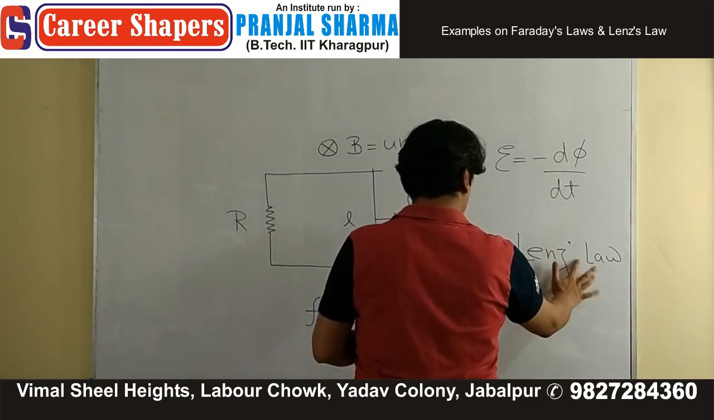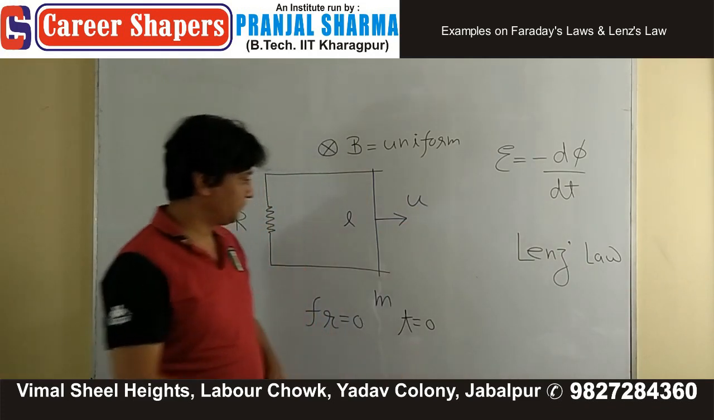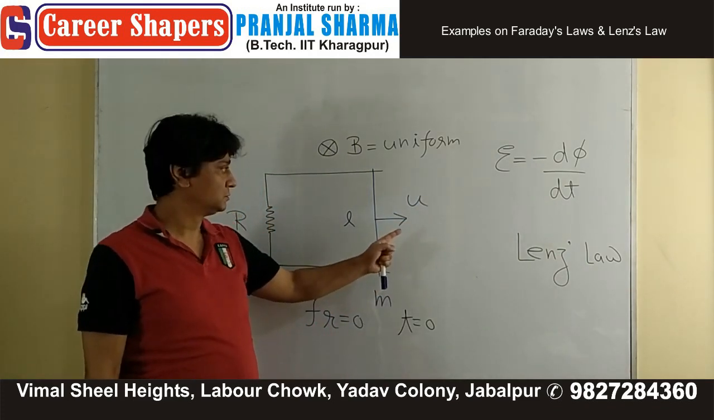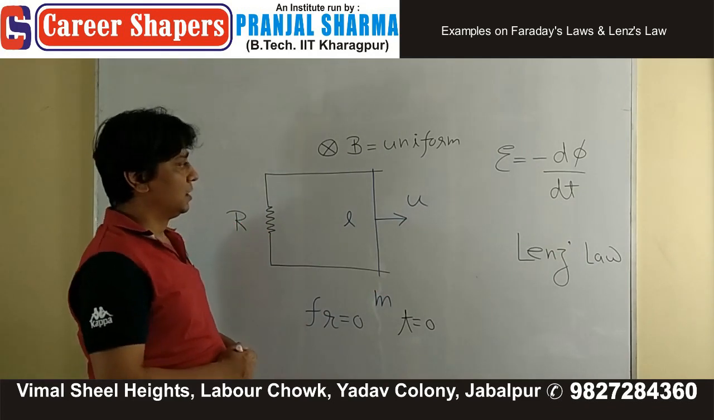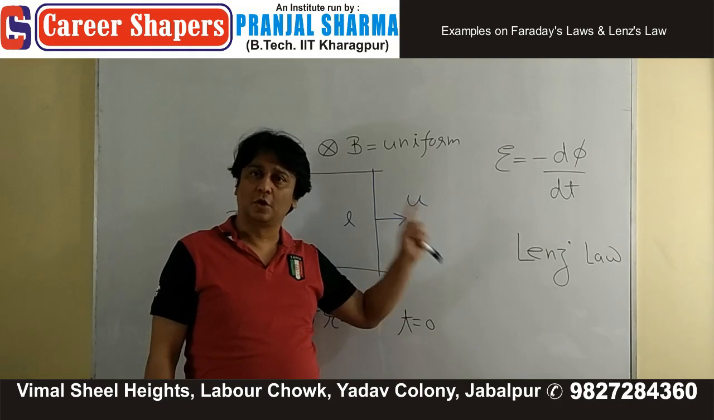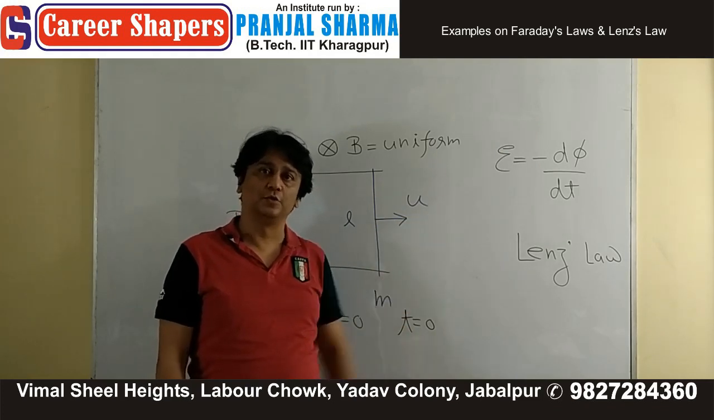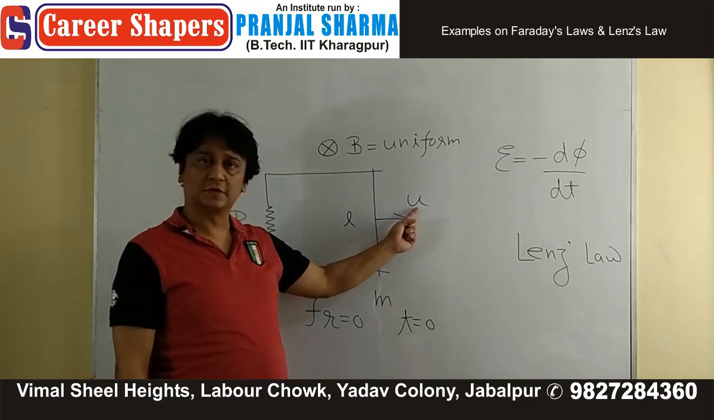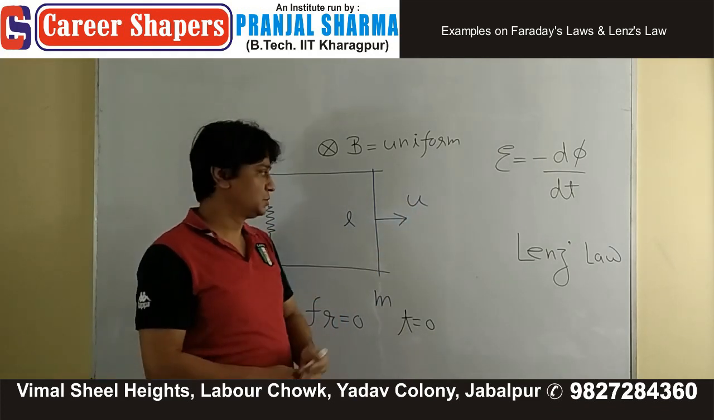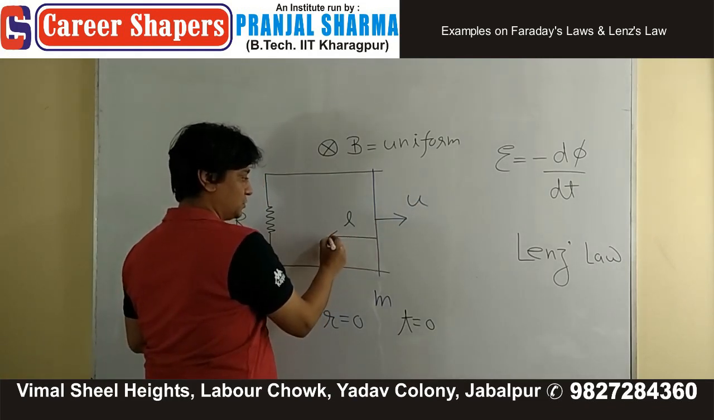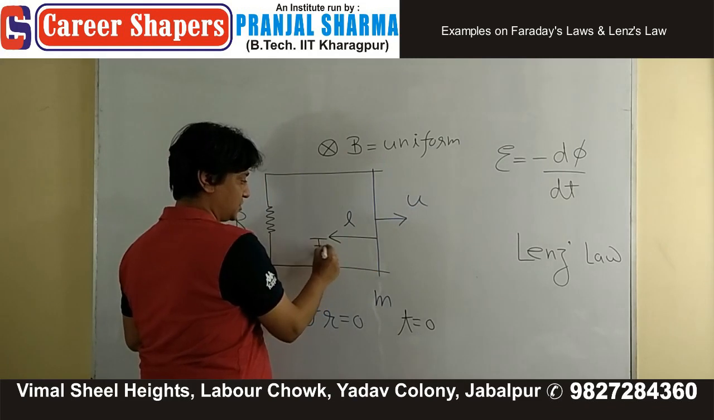Now, as this rod moves in this direction, Lenz says that the cause should be opposed. What is the cause of EMF? Velocity. It should be opposed. It will be opposed by a force which is acting in this direction.